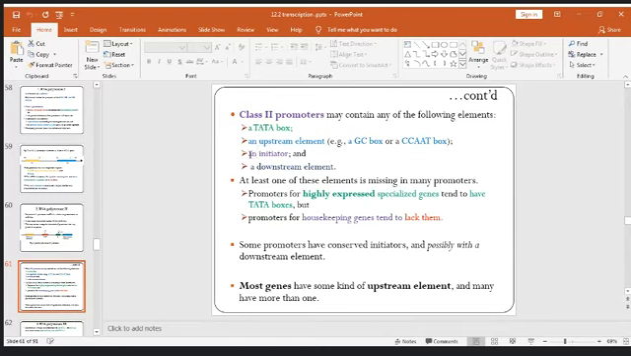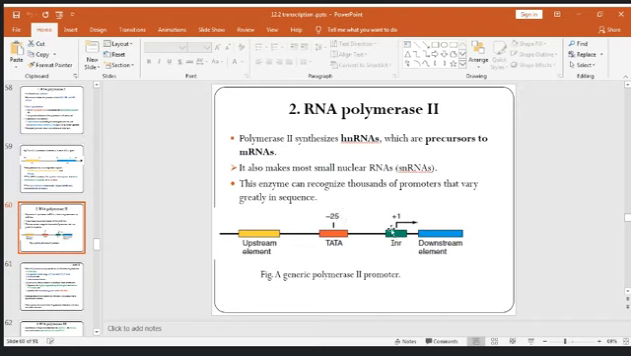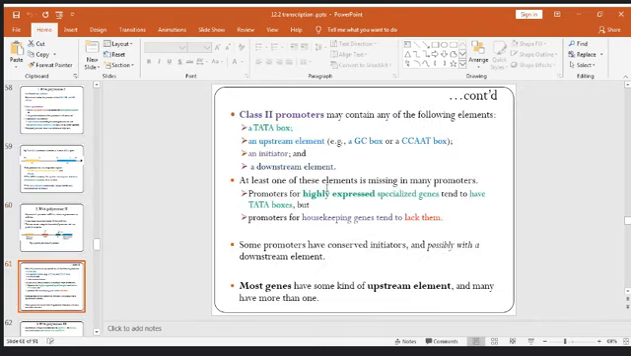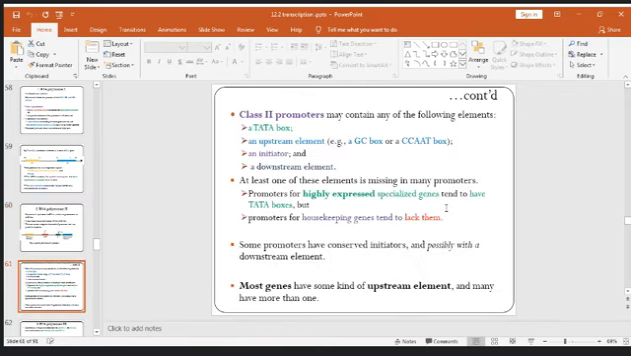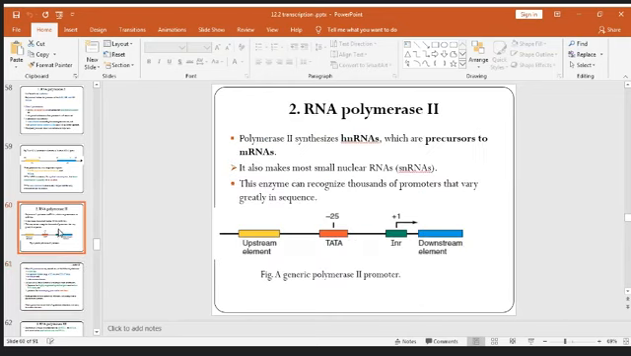The class 2 promoter region has an initiator, as we saw earlier on the diagram, at the internal starting point region, and the downstream element region, as you can see, is found on the top right side of the parental strand of such a model. So at least one of those elements is missing in many promoters. And the promoters for highly expressed specialized genes tend to have TATA boxes. RNA polymerase 2 promoter region line.